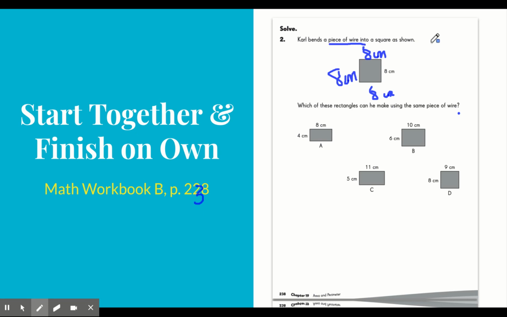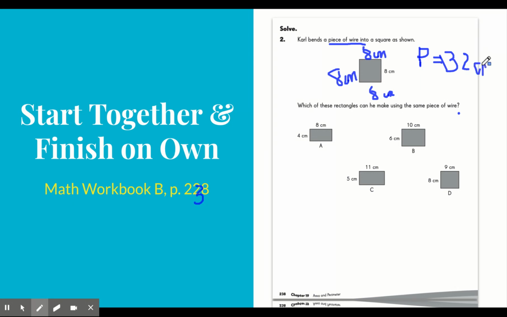So I know I'm working with a piece of wire, and I'm making it into a square. So that's perimeter. So first I need to figure out what the perimeter of the first shape is. So I can add all the sides up, 8 plus 8 plus 8 plus 8. But since it's a square, I can also quickly multiply 8 times 4. So the perimeter for this square is 32. It's very hard to write, 32 centimeters.